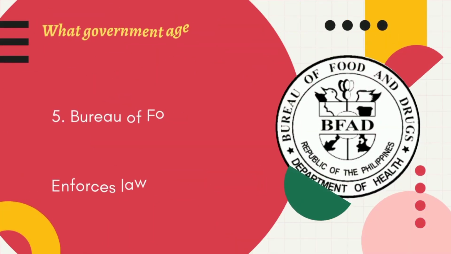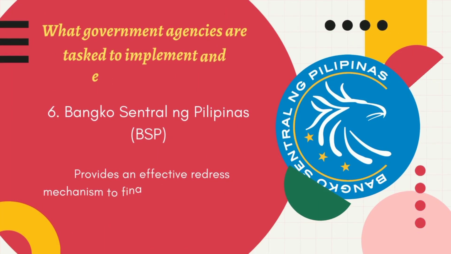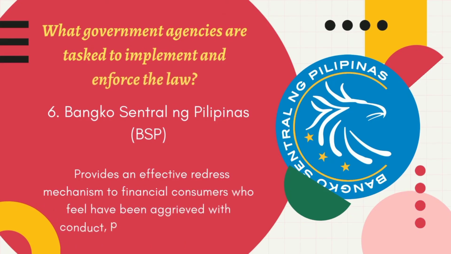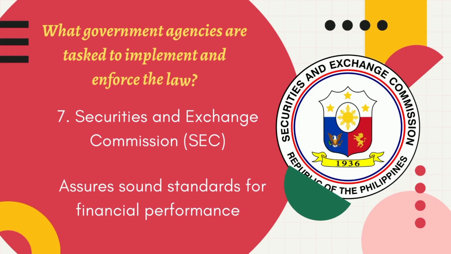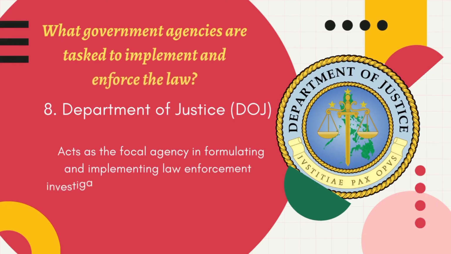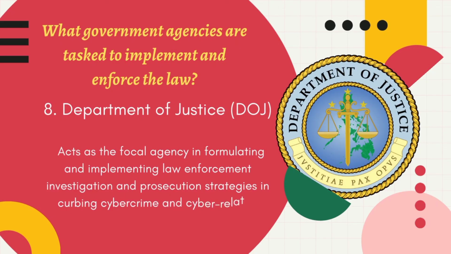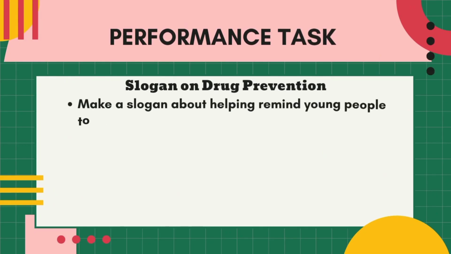Fifth one is the Bureau of Food and Drugs, or BFAD. It enforces laws and regulations relating to food. Sixth one is the Bangko Sentral ng Pilipinas, or BSP. Provides an effective redress mechanism to financial consumers who feel they have been aggrieved with the conduct, products, and services. Seventh one is the Securities and Exchange Commission, or SEC. Assures sound standards for financial performance. And the last one is the DOJ, or Department of Justice. Acts as the focal agency in formulating and implementing law enforcement investigation and prosecution strategies in curbing cybercrime and cyber-related offenses nationwide. So those are the health-related laws and health issues and concerns at the national level.